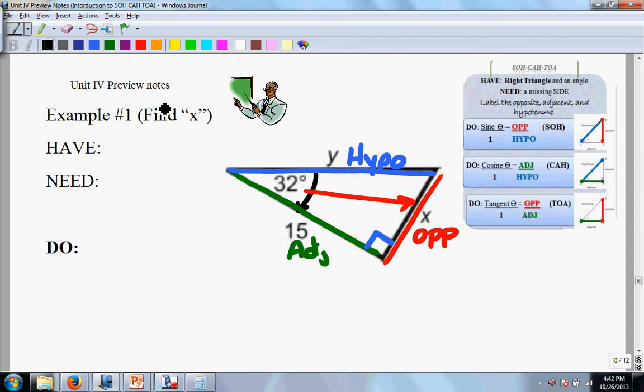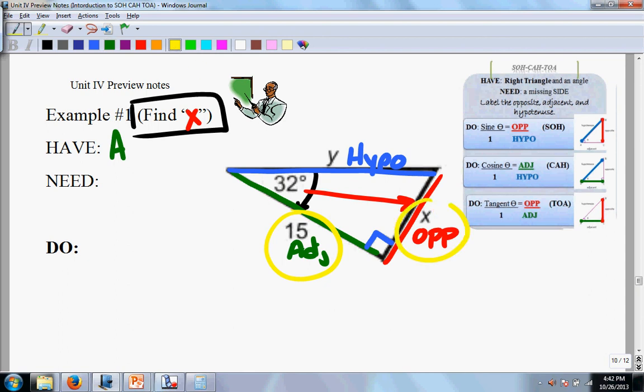Now, in this case, we want to find X. We're going to limit ourselves to finding X. So you start with what you have. We have the adjacent side. So I just write A for adjacent. If we're going to solve for X, we want the opposite side. So we're going to put an O.